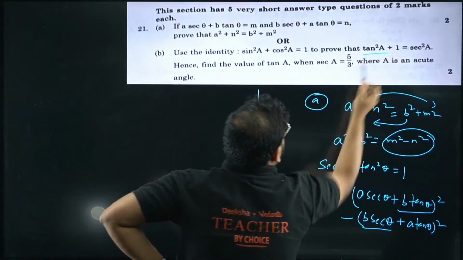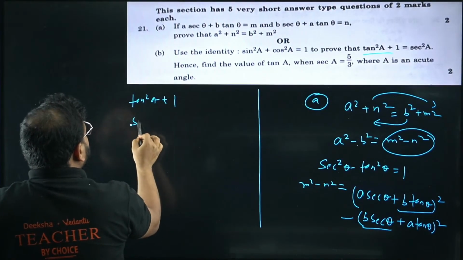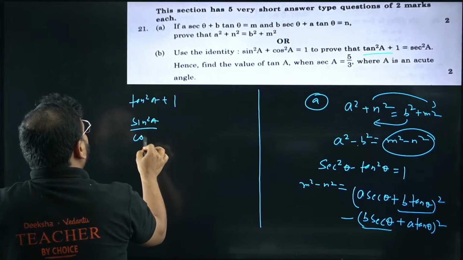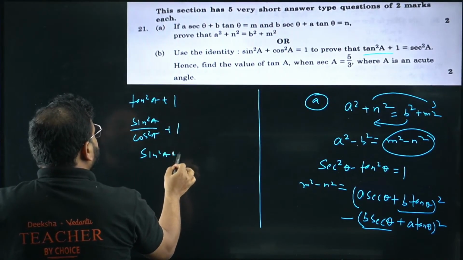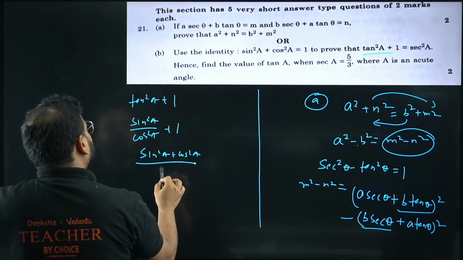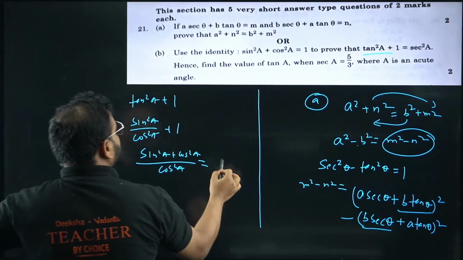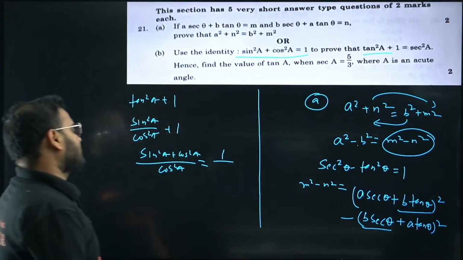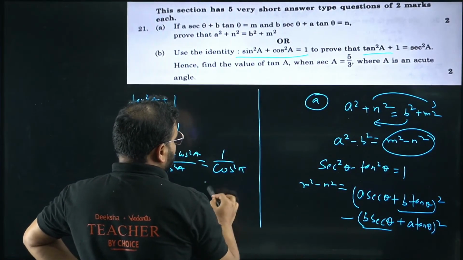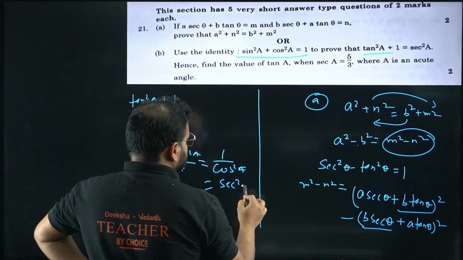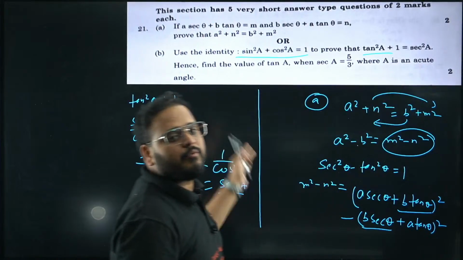Take LHS from here. What do we have? Tan square A plus 1, right? So write this as sin square A upon cos square A plus 1. Take LCM now. Sin square A plus cos square A upon cos square A. How much is this going to be? Sin square plus cos square is 1, sir. So you'll have 1 upon cos square. How much is that? Simply, please check. Sec square A. Proven, na? Taking LHS and proving RHS.